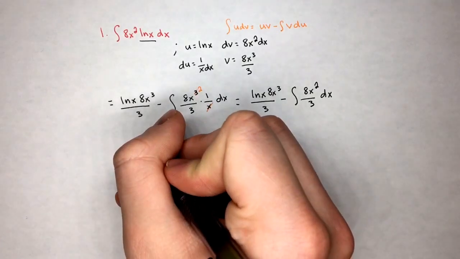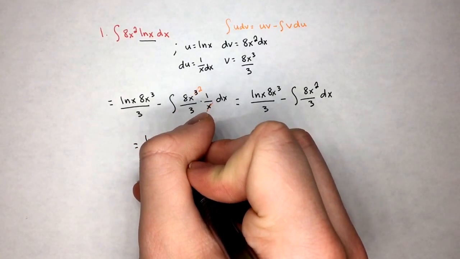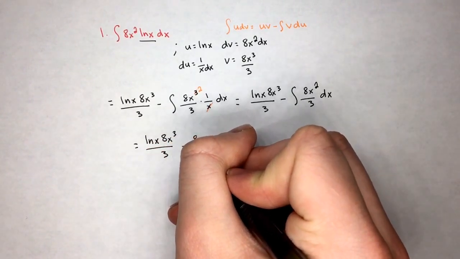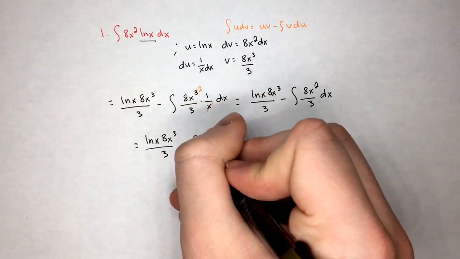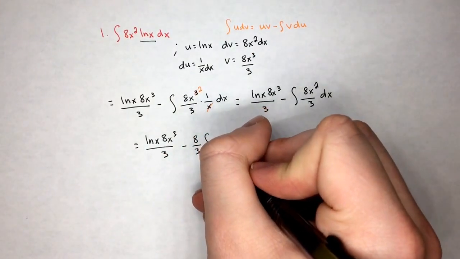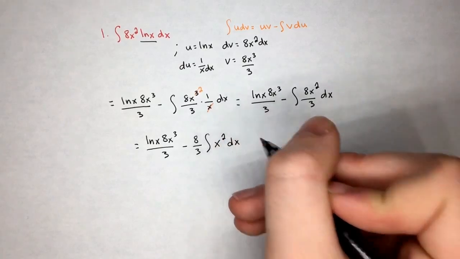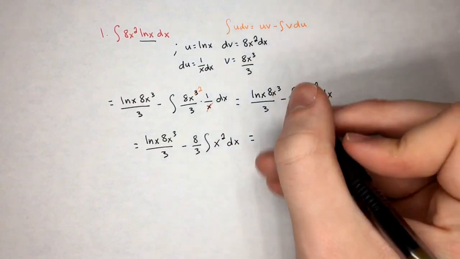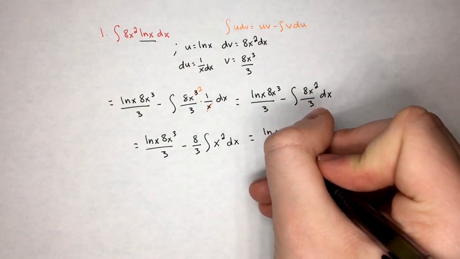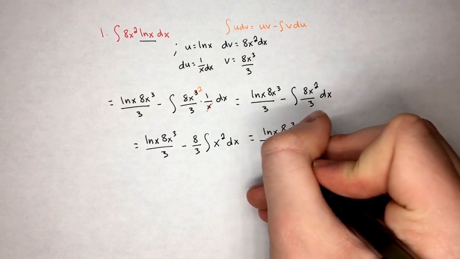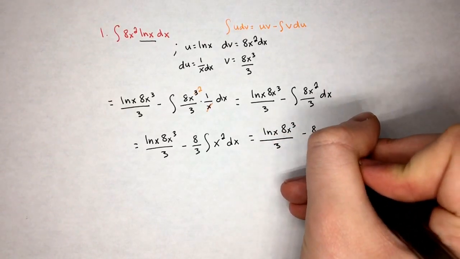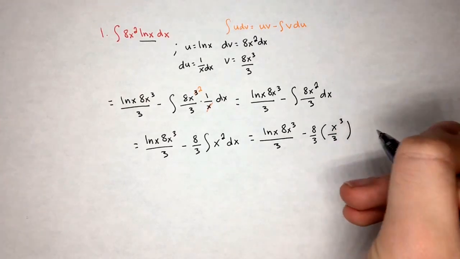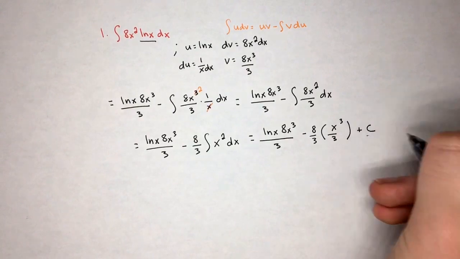And so now we can evaluate that as we would any normal integral. So again, we have the ln of x times 8x cubed over 3. And I am going to pull the 8/3 out of the integral because it is a constant. So we're going to have 8/3 times the integral of x squared dx. Now we can just go ahead and integrate that, in which we get natural log of x times 8x cubed over 3 minus 8/3 times x cubed over 3 plus a constant c.